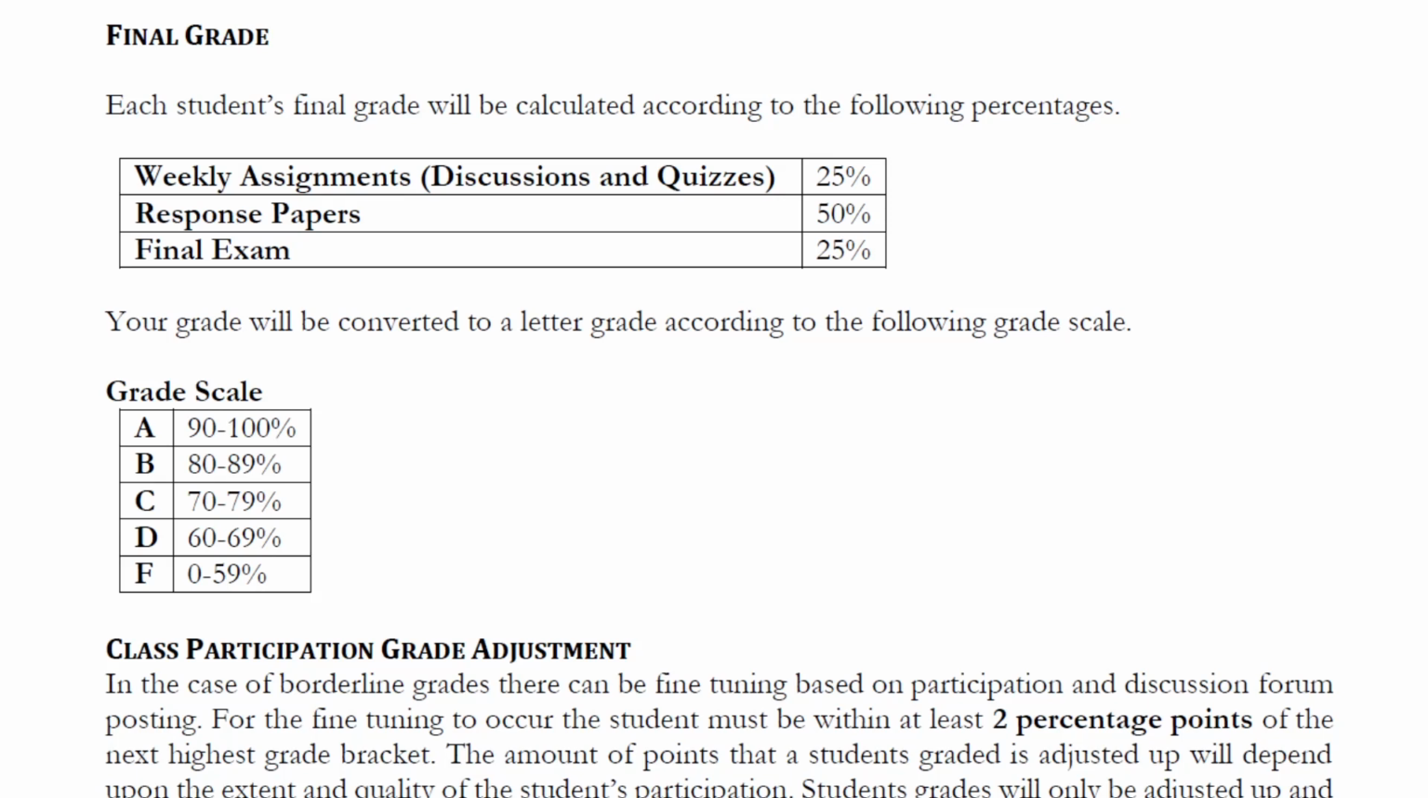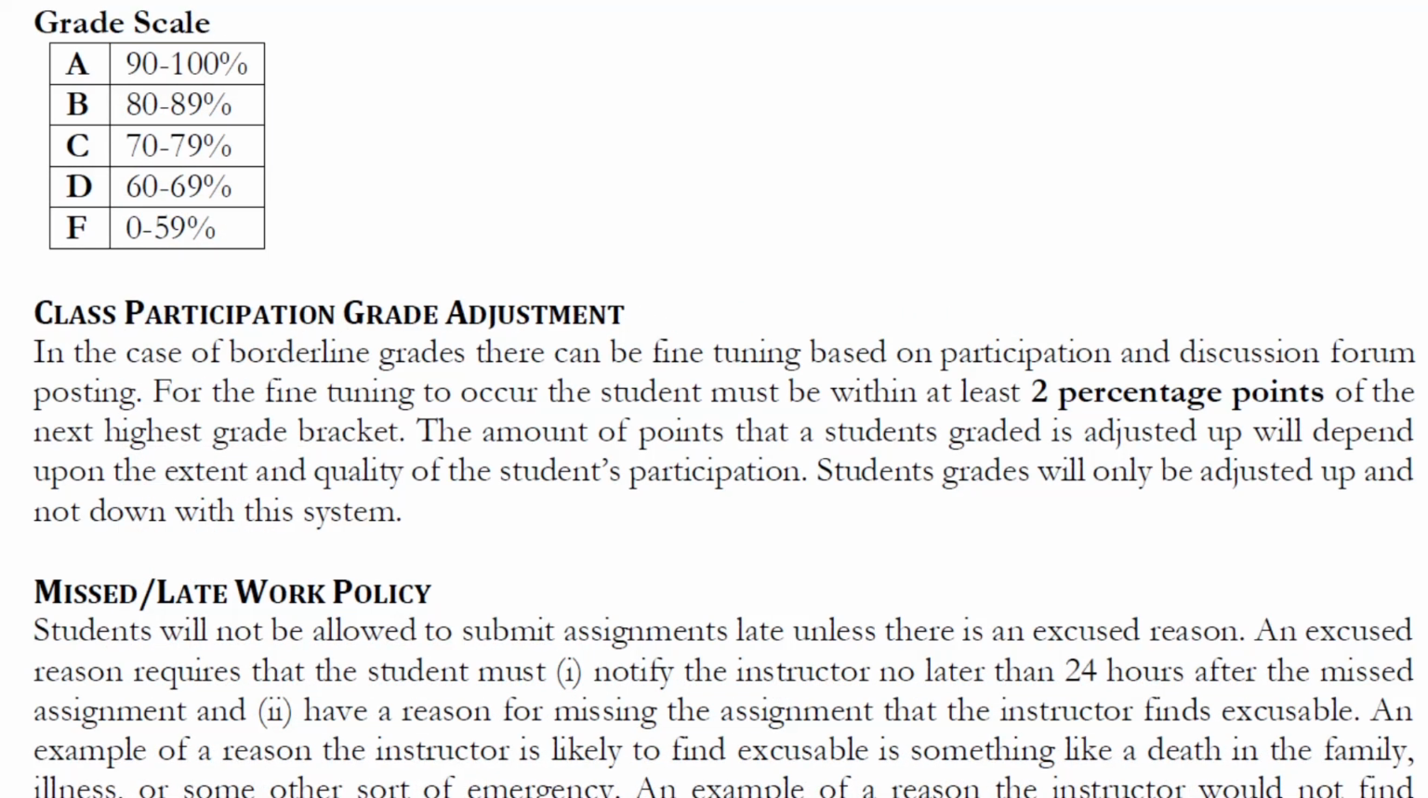Your grade will then be converted into a final letter grade based on the grading scale that you currently see on your screen. A 90% and above is an A, 80 to 89% is a B, etc. It may happen that at the end of the semester, you have a grade that is close to being in the next highest grade bracket. For example, suppose at the end of the semester you had an 88% or maybe a 79%. Would I consider bumping your grade up to an A or B respectively? I do consider doing this based upon your participation in the class.